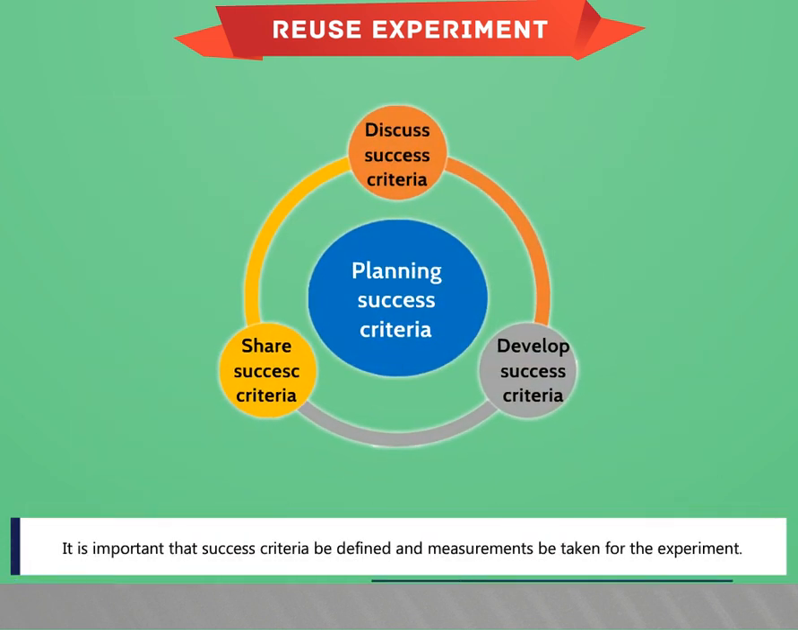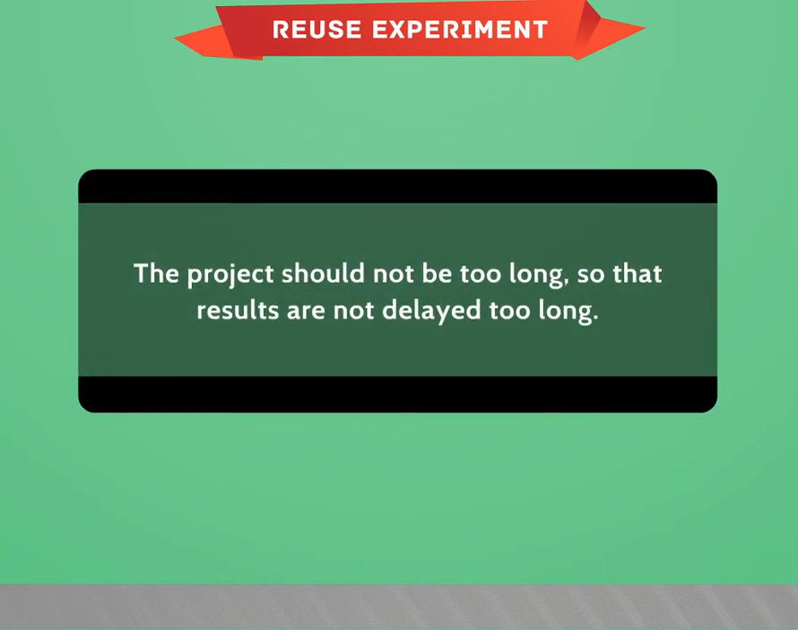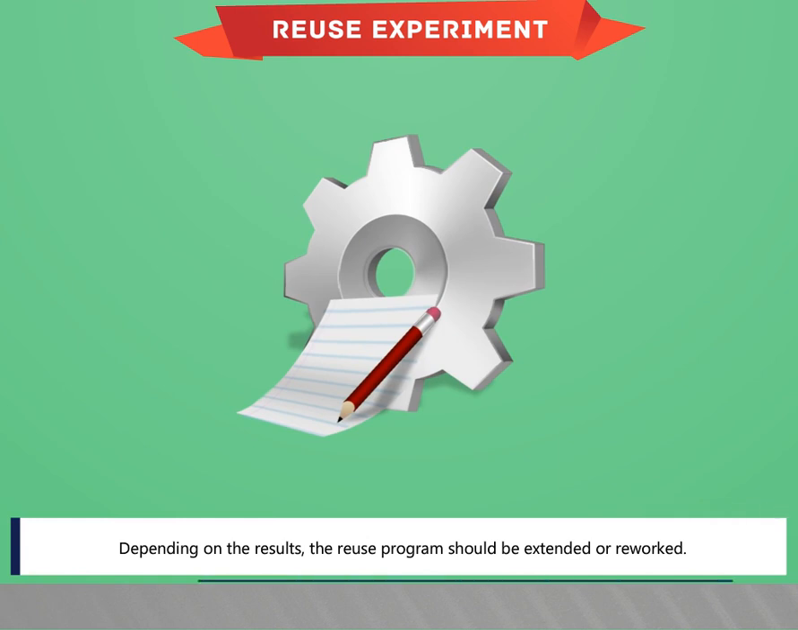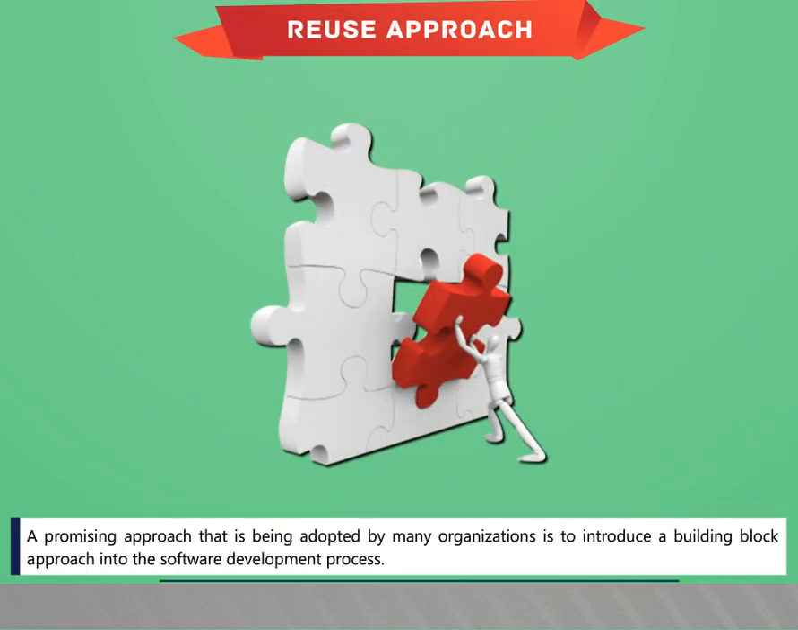It is important that success criteria be defined and measurements be taken for the experiment. The project should not be too long, so that results are not delayed too long. Depending on the results, the reuse program should be extended or reworked. Reuse approach. A promising approach that is being adopted by many organizations is to introduce a building block approach into the software development process.